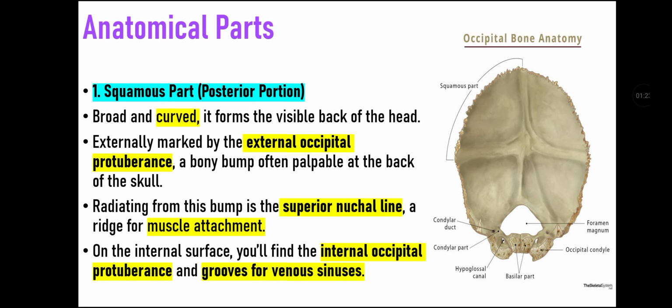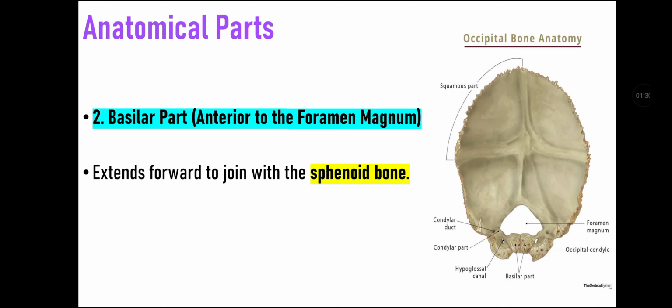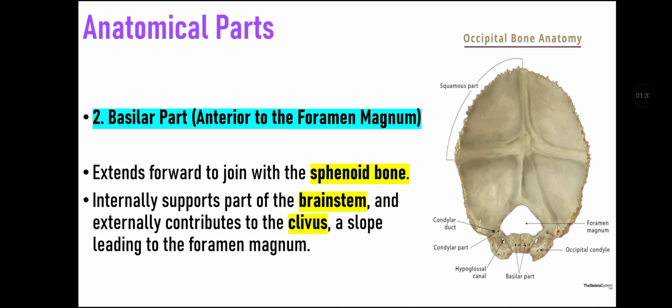Next anatomical part of occipital bone is basilar part, that is present anterior to the foramen magnum. It extends forward to join the sphenoid bone. Internally it supports parts of the brainstem, and externally it contributes to the clivus, that is the slope leading to the foramen magnum.